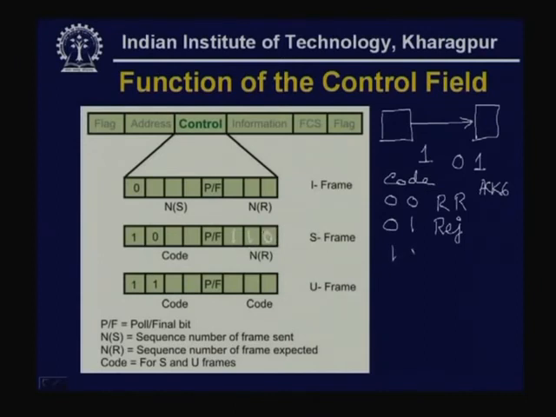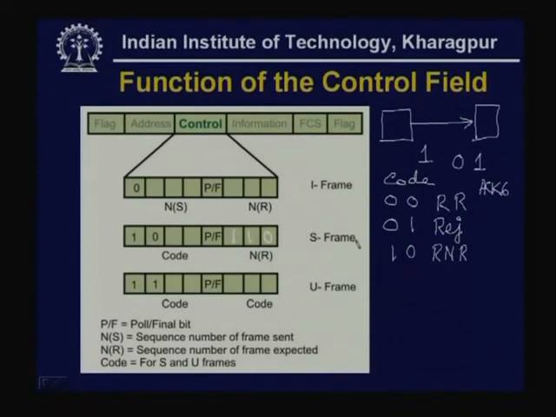Then if it is 1, 0, then it is receive not ready, RNR, receive not ready. That means whenever the other side is not ready, then the data cannot be sent. So, you see here you can perform flow control. If the secondary is not ready, in such a situation that RNR frame can be sent, that supervisory frame can be sent by the secondary to the primary.